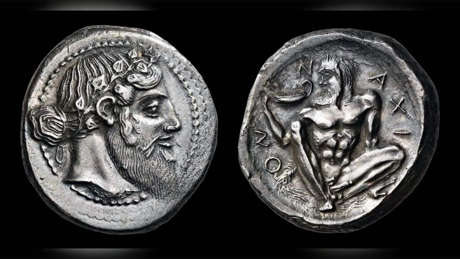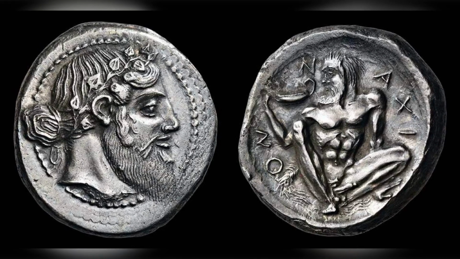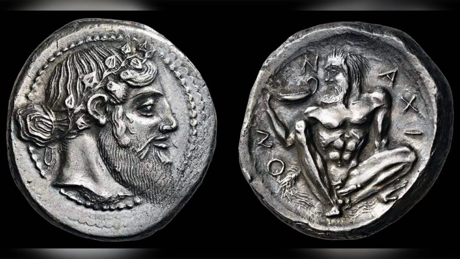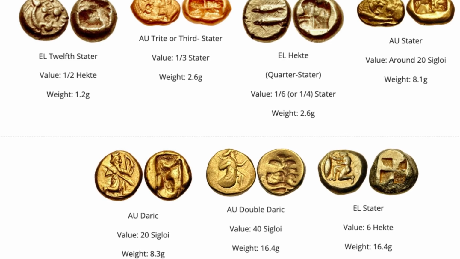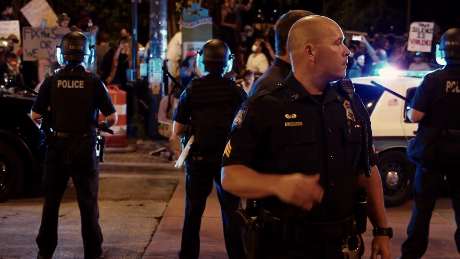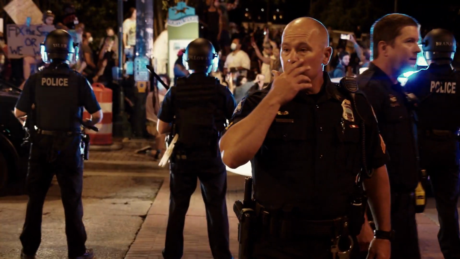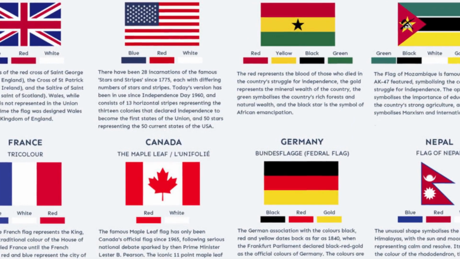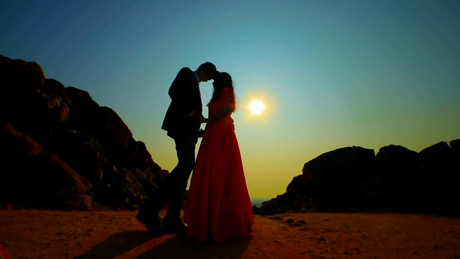The use of coins quickly spread throughout the ancient world, with different civilizations minting their own currencies. Each coin was typically adorned with symbols representing the ruler or the state, acting as a form of propaganda. This brought about a sense of national identity and unity among the people.